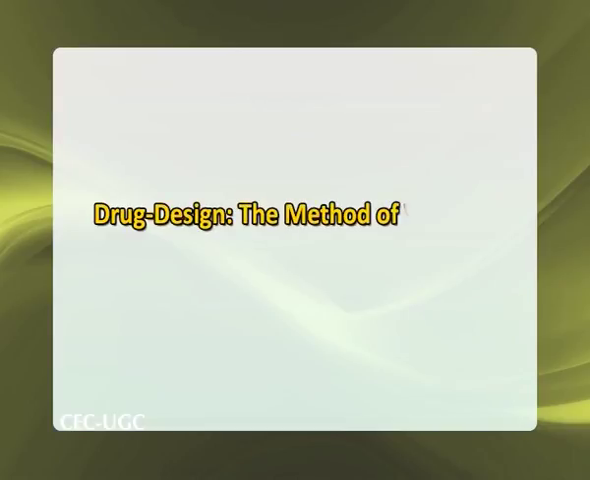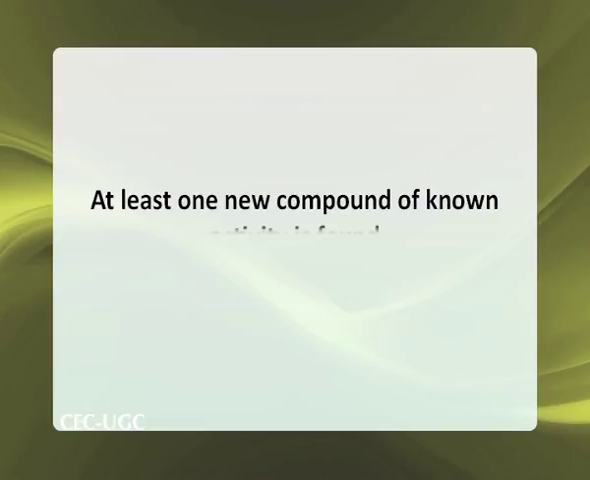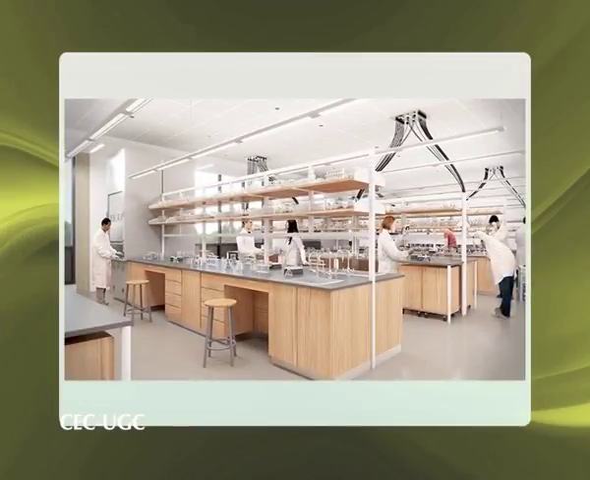Now, drug design: the method of variation. Under this method, a new drug molecule is developed from a biologically active prototype. The various advantages are as follows. At least one new compound of known activity is found. The new structural analogues, even if not superior, may be more economical. Identical chemical procedure is adopted and hence there is considerable economy of time, library and laboratory facilities.